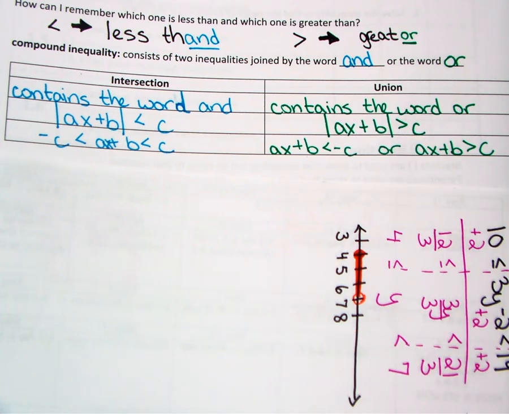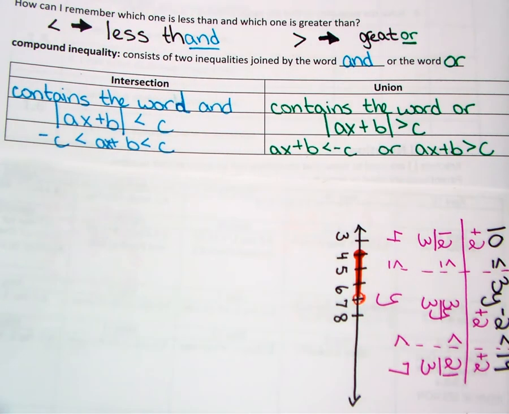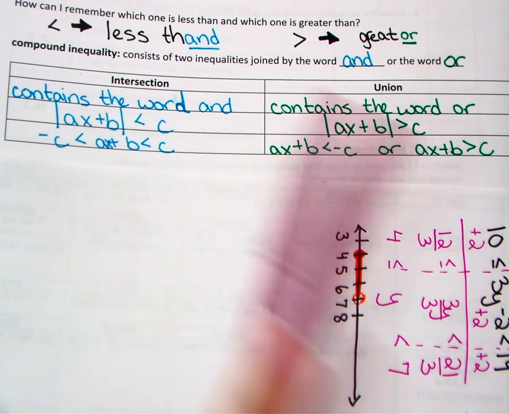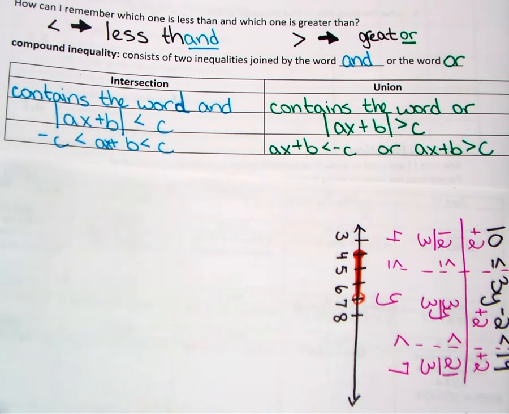Now, we have these two sayings to help you remember which one is which. I know that neither one is spelled correctly, and that's done on purpose so that we can include the word and and the word or. So when I have absolute value is less than a number, and is what kind of compound inequality it is. If an absolute value inequality is greater than a number, it is an or inequality.